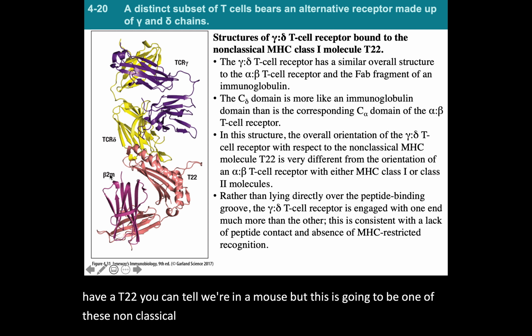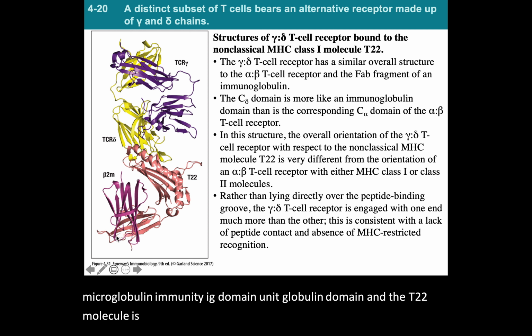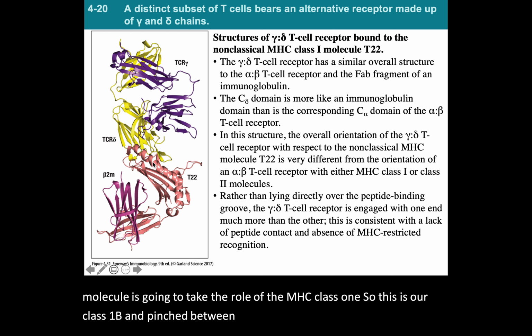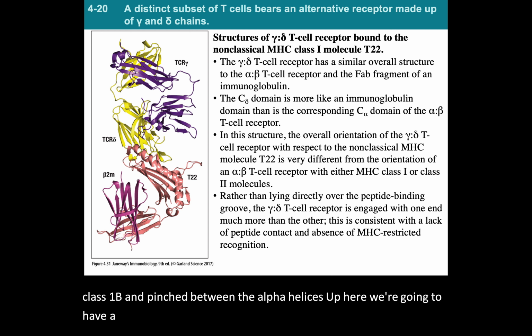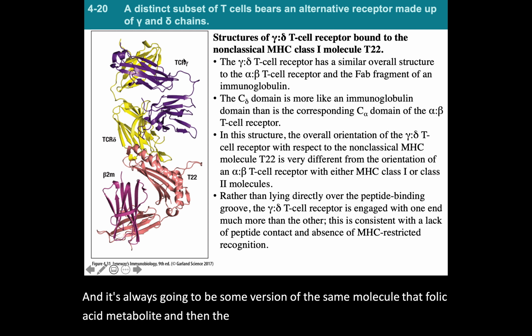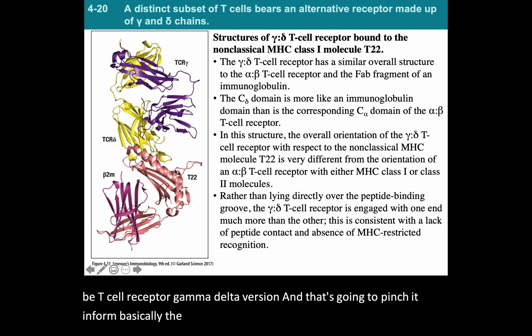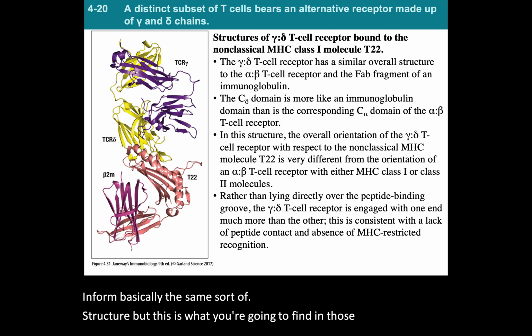So we're going to have a beta-2 microglobulin, immunoglobulin-like domain, and the T22 molecule is going to take the role of the MHC class 1. So this is our class 1b, and pinched between the alpha helices up here, we're going to have a little molecule, and it's always going to be some version of the same molecule, that folic acid metabolite. And then the things that interact with this are going to be the T cell receptor gamma delta version, and that's going to pinch it and form basically the same sort of structure. But this is what you're going to find in those gamma delta T cell interactions.